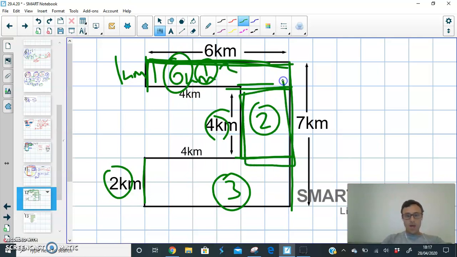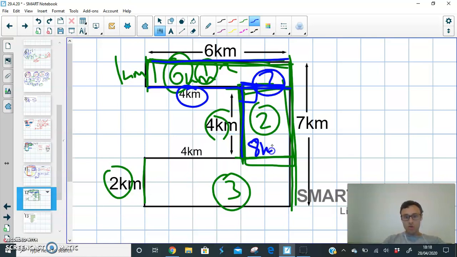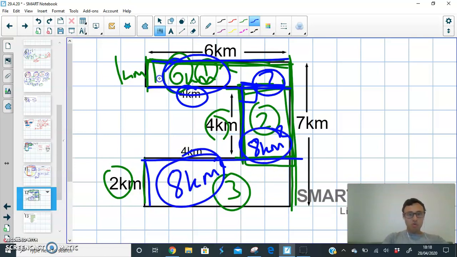Part 2, how many down is it? Only 4, not all the way, only 4. And then if I know that this part here is 6 and this part here is 4, this part must be 2 because 4 add 2 is the total along there. So I would do 4 times 2, which is 8 kilometres squared for that part, and then 4 times 2, which is 8 kilometres squared for that part. So then I can add all those together to get my total area.